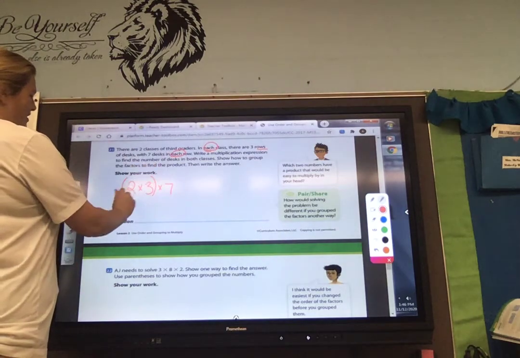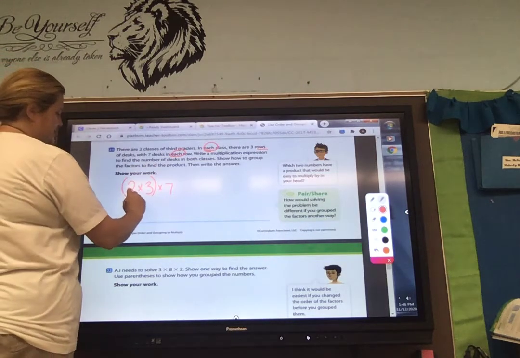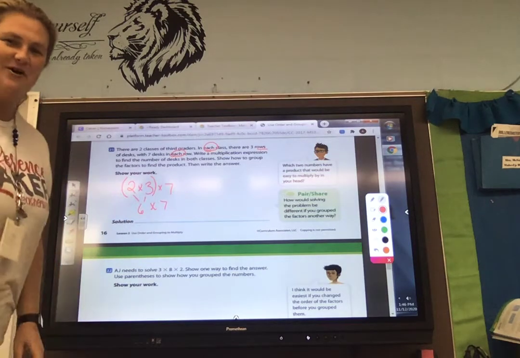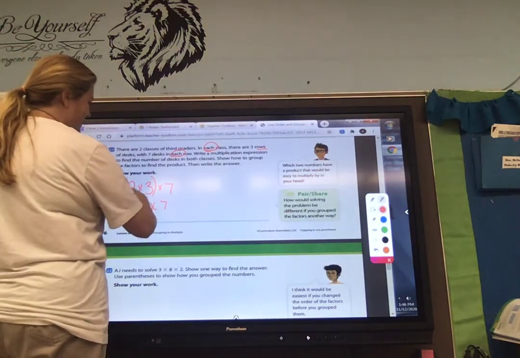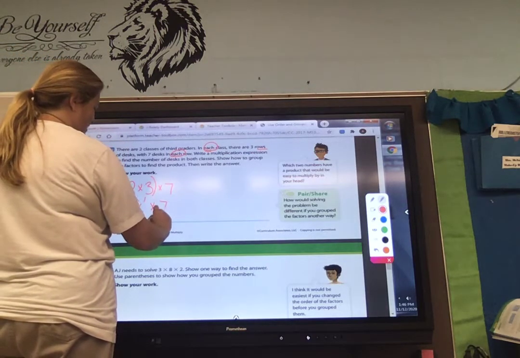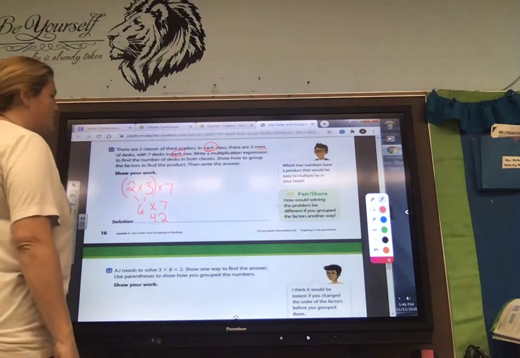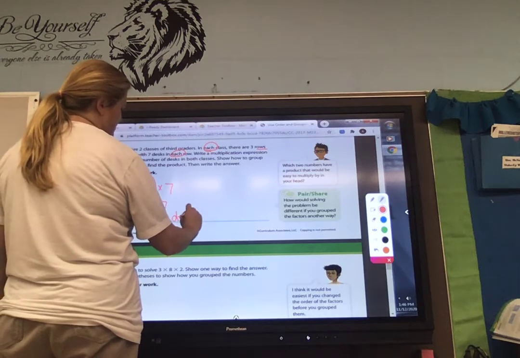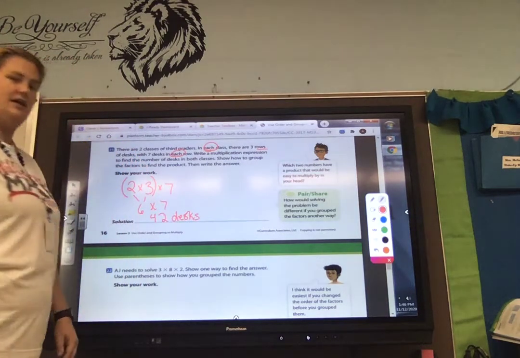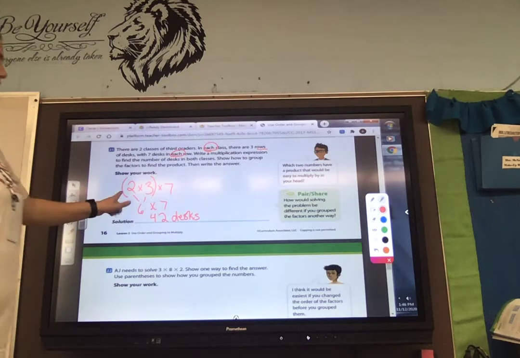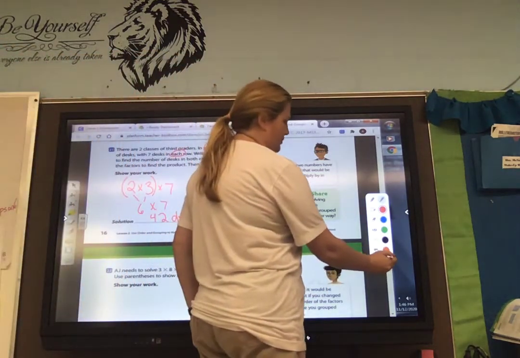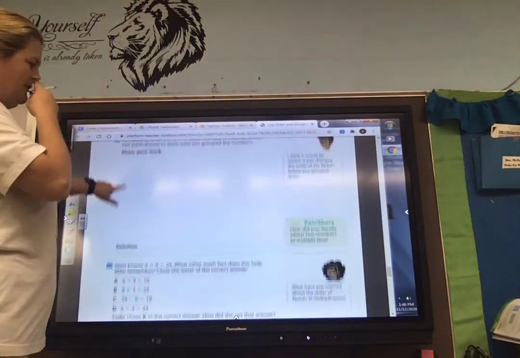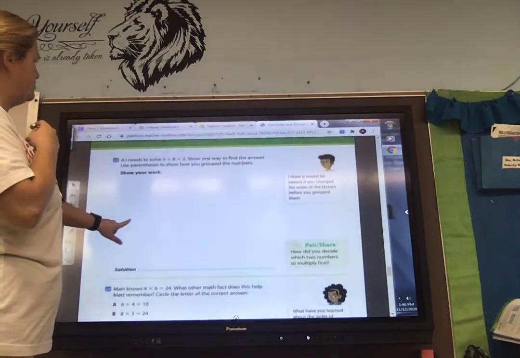So now we're going to solve it. 2 times 3 is 6, and 6 times 7, we're working on our 6's, so hopefully you spouted that answer off really quick. 6 times 7 is 42. So our question was, how many desks? There are 42 desks. Hopefully you got that answer right. This is the associative property because we were grouping them. All right, let's move to our next green page. This is page number 17 that you worked yesterday.